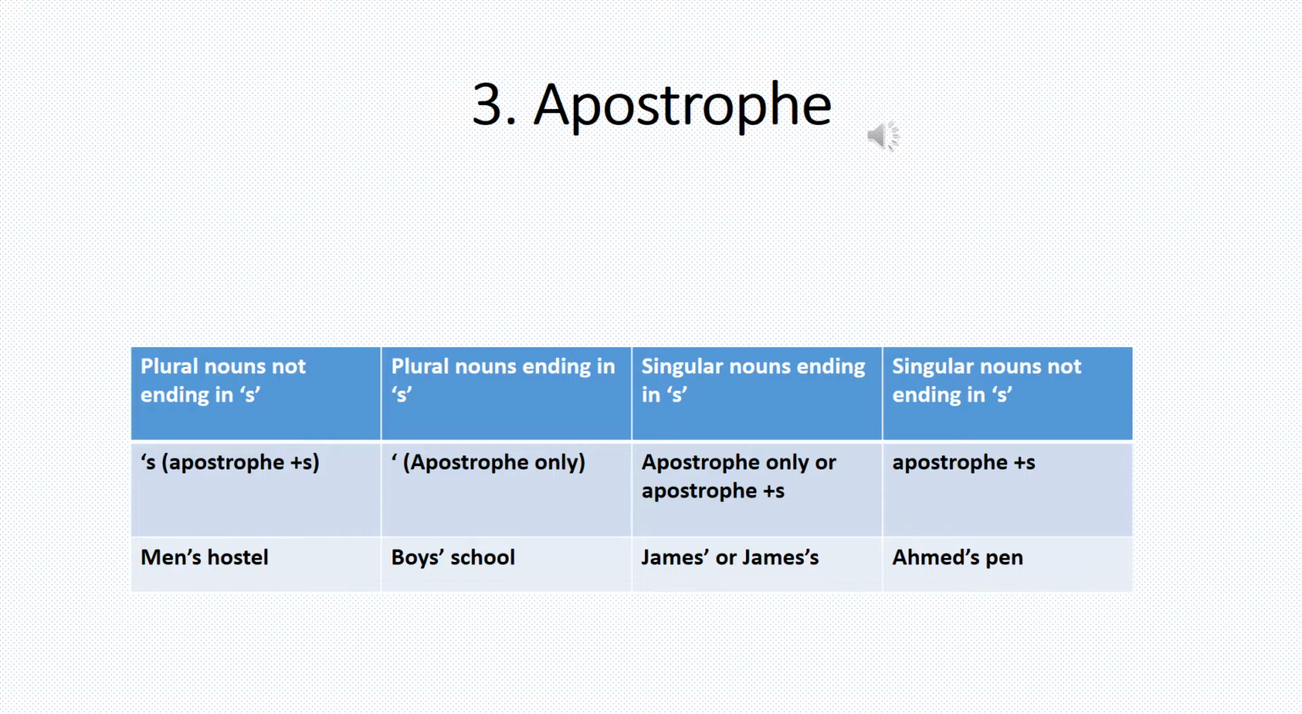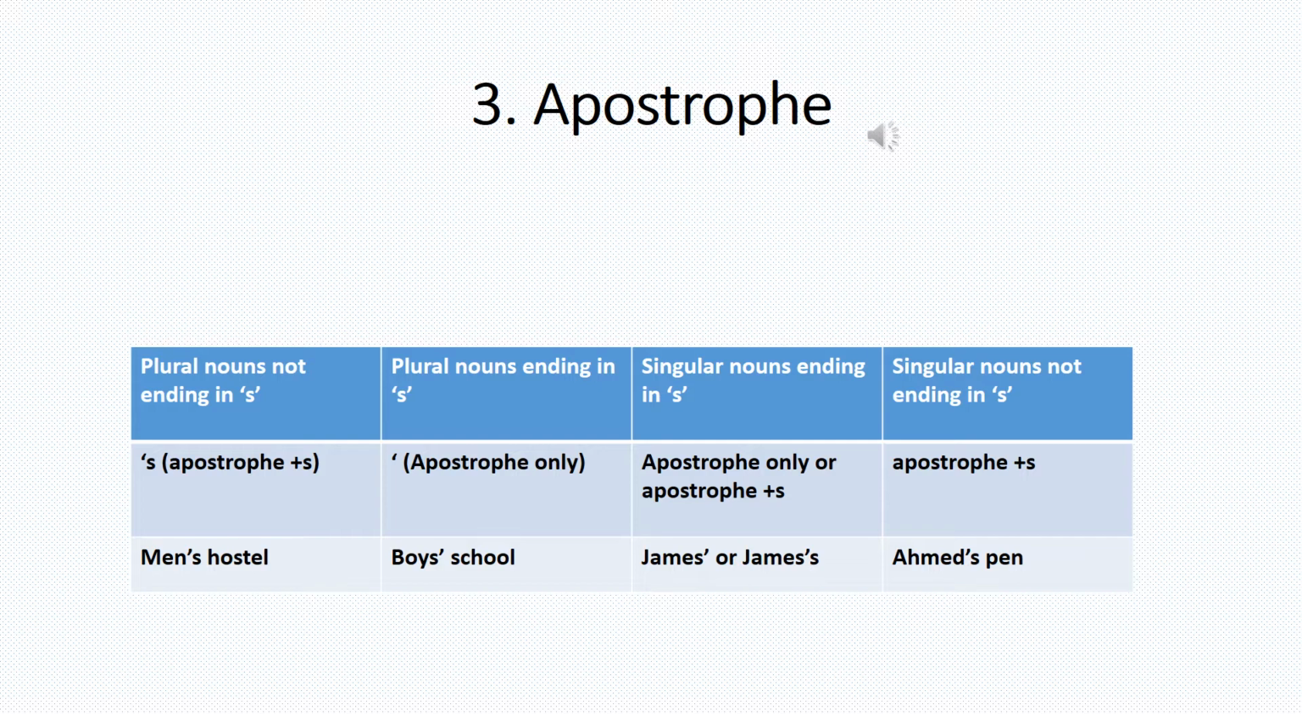Okay? Then the third option, singular nouns ending in s. You can see, sometimes some nouns are ending with s, but at the same time that is singular. For example, James. James is the name of a person, not many people. So in this case, you have two options actually. You can use only one apostrophe after that, or you can use apostrophe plus s. But commonly, using only one apostrophe is enough.